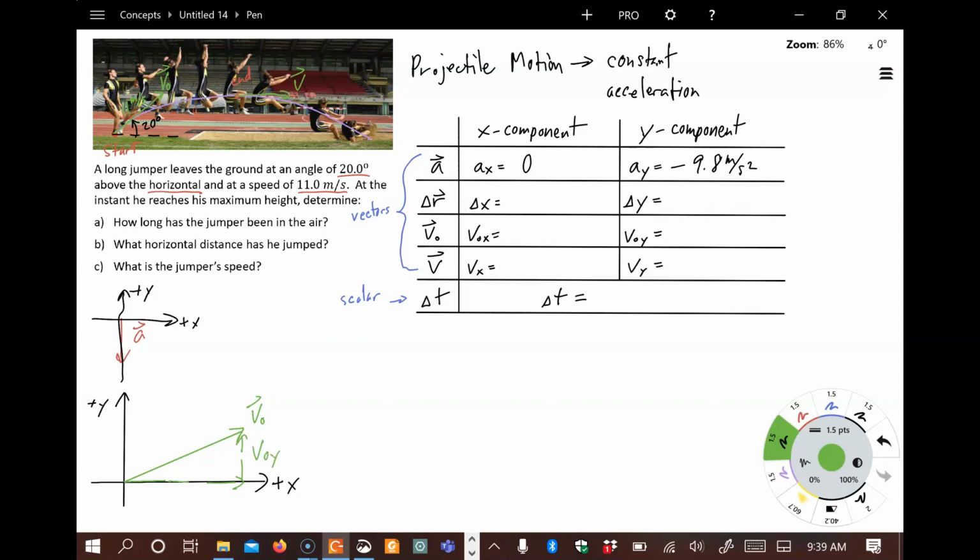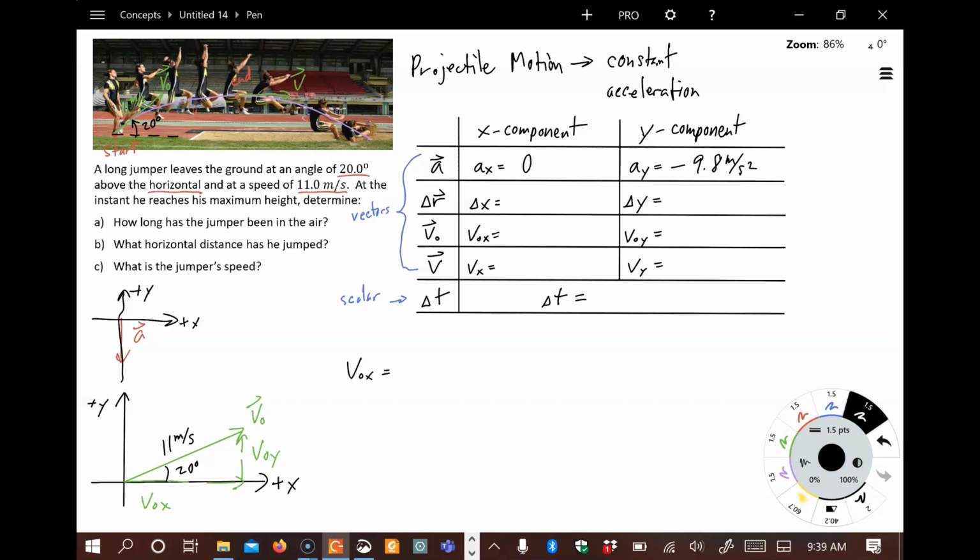V initial y, V initial x. And we know what the magnitude is. That's the speed. That's the hypotenuse, 11 meters per second. And we know the angle is 20 degrees. Now we're going to go ahead and figure out what the V initial x and V initial y components are here. So let's go ahead and write those down right over here.